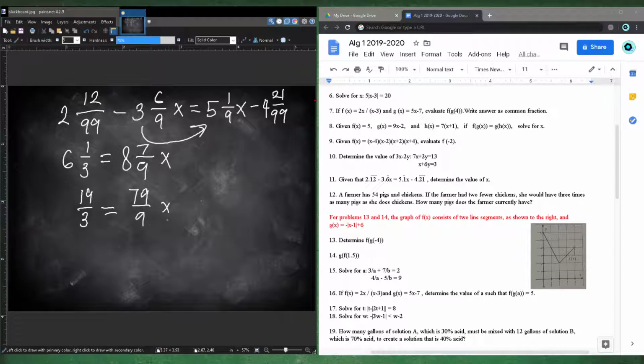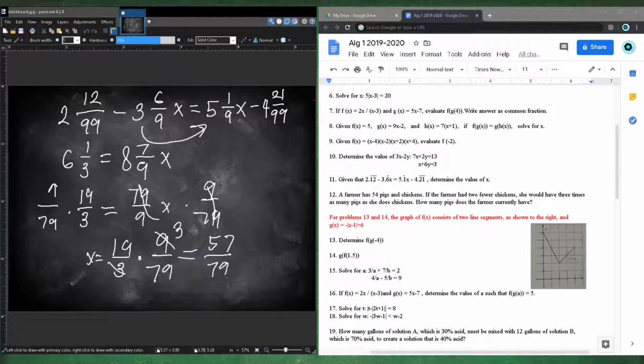That's x. So to find x, it's 19 over 3 times 9 over 79, because you multiply both sides by 9 over 79. So this cancels out, and then we just get x. So 3 cancels out with 9, cancels out with 3 on the bottom. So 3 times 19 is 57, so 57 over 79. And that should be your answer for number 11.